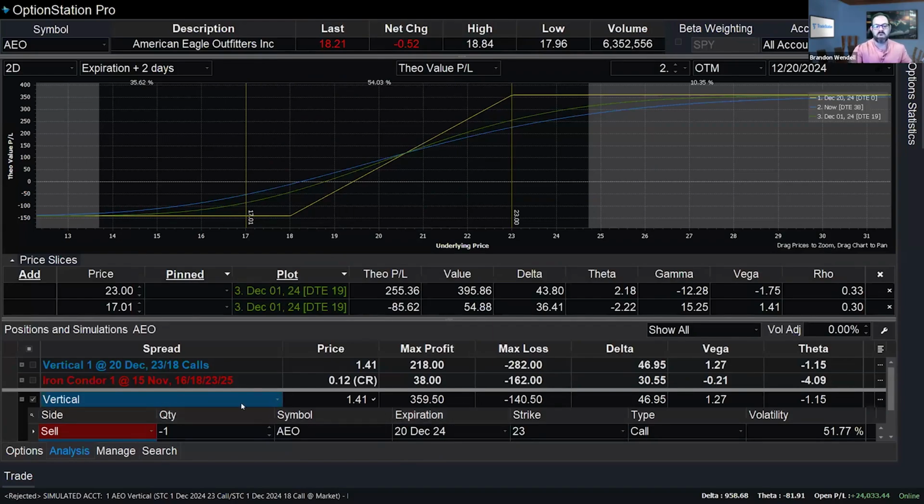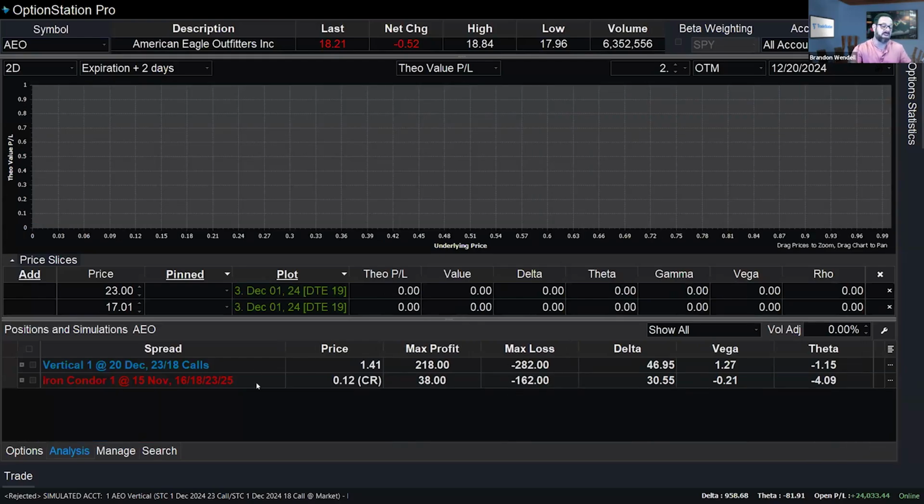But basically, let me go through those steps again, just so you're a little more familiar. And this works the same way on any of our vertical spreads, really almost any trade, but I'm focusing on a vertical spread.